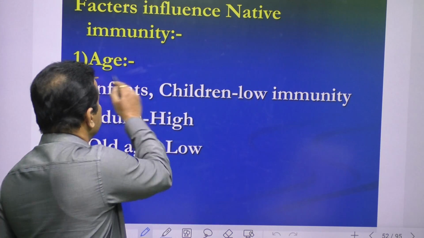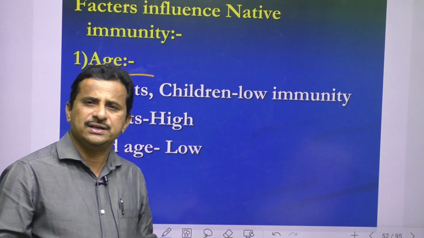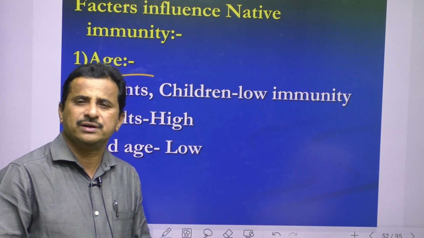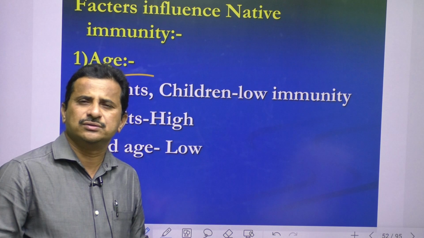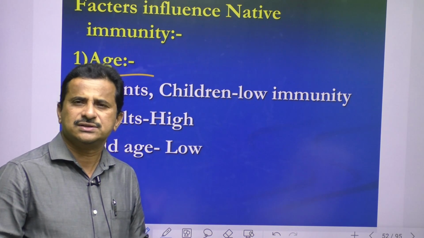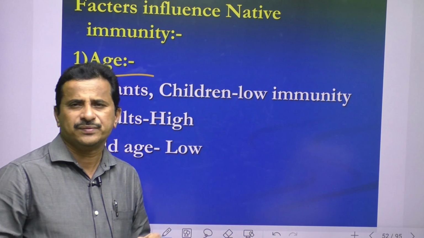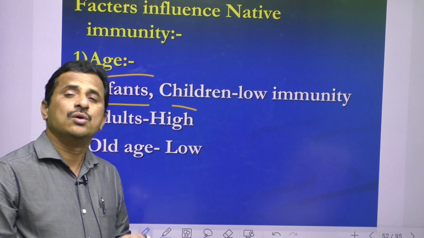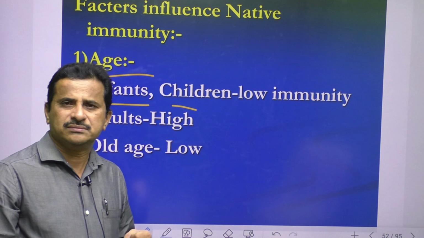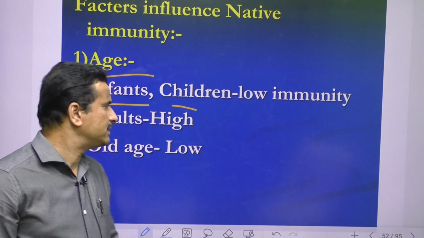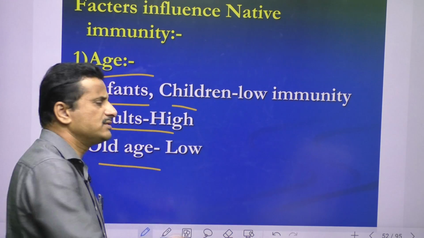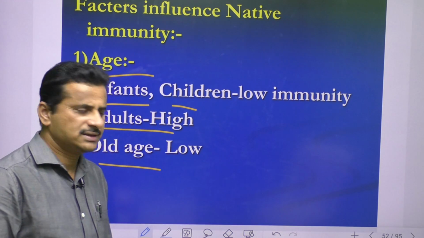One is age. Old age, low immunity. Newborn children, very low immunity. Young people, 13, 14 to 25, 30 years, generally show more immunity. Infants and children have low immunity. Old age people have low immunity because of the body mechanism. Generally adults have very high immunity, and old age very low immunity.